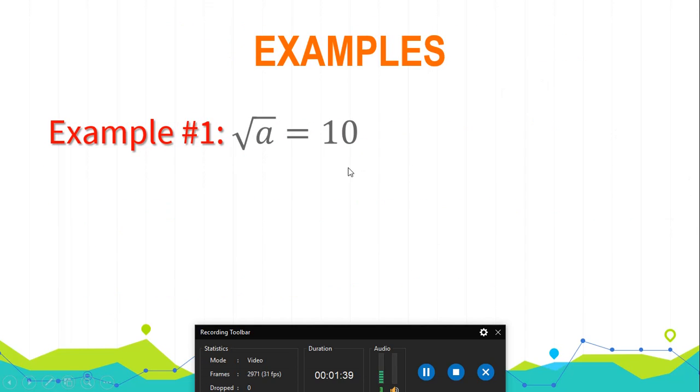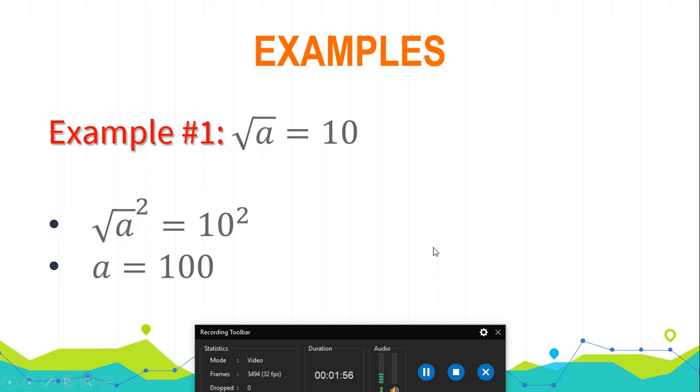We're going to start simple in example 1. We're looking for the value of a. So in order to get rid of that square root radical, we need to square both sides. So the square root and squaring of a value just leaves the value itself. So I have a equals 100.